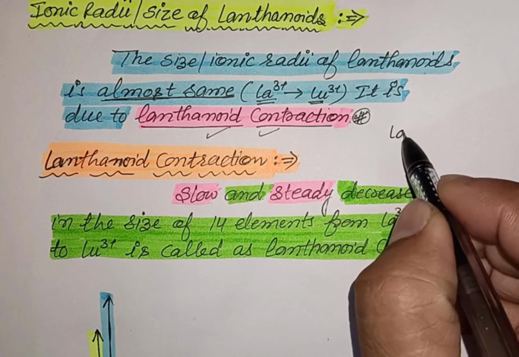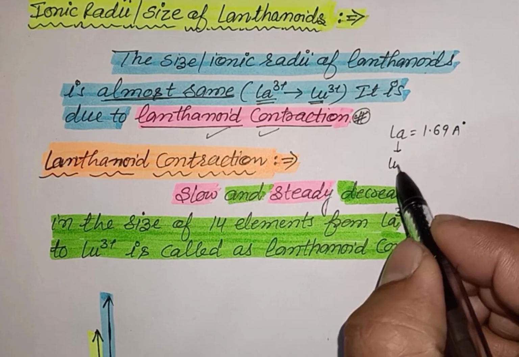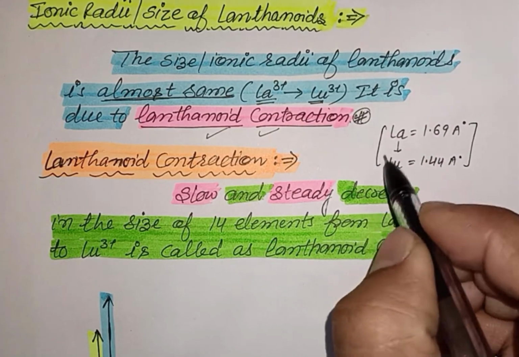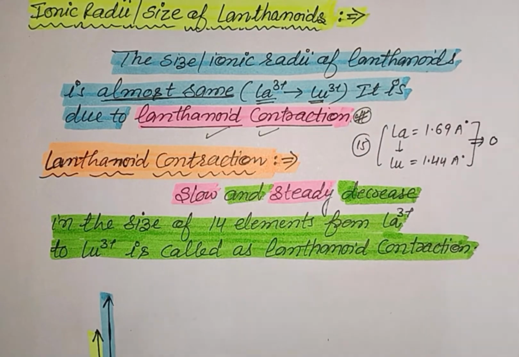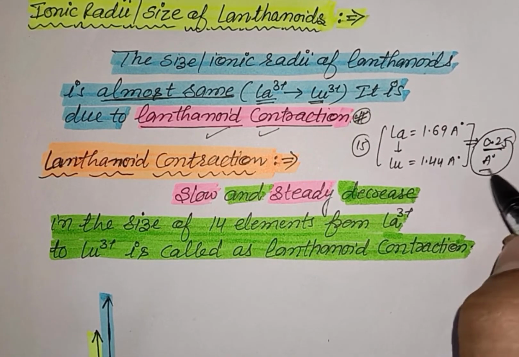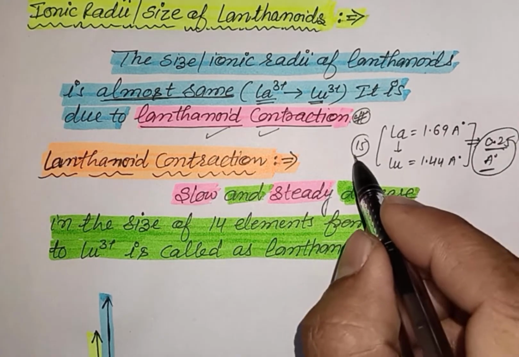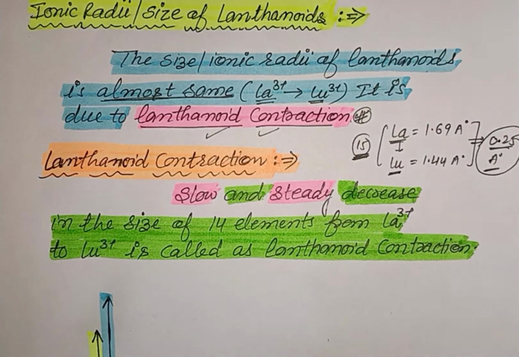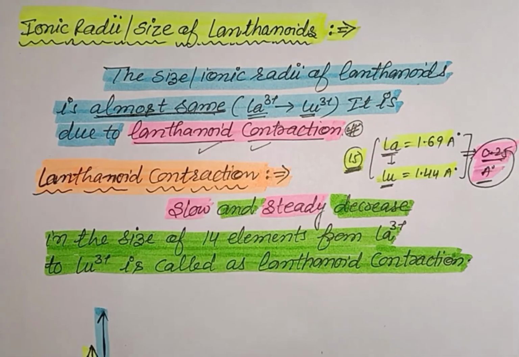The size of lanthanum is 1.69 angstrom, whereas the size of lutetium is 1.44 angstrom. So for the 15 elements from lanthanum to lutetium, there is only 0.25 angstrom decrease in size, meaning less than 1 angstrom, or I can say less than half an angstrom, for the 14 elements from lanthanum to lutetium. So this decrease in size is almost negligible. That's why we can say that the size of the lanthanoids is almost the same.